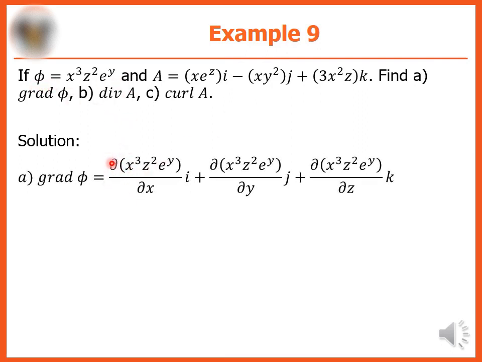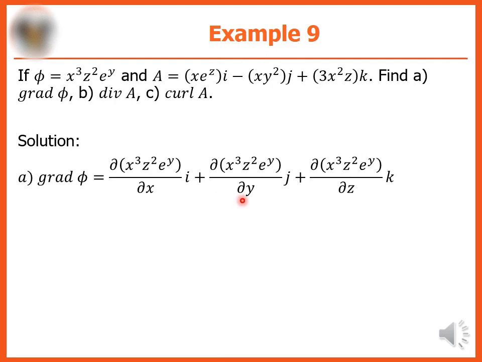So we have the partial derivative of x cubed z squared e raised to y with respect to x times i, plus the partial derivative of phi again with respect to y times j, plus the partial derivative of phi again with respect to z times k. In partial derivatives, if this is with respect to x, we will hold the other variables as constants. In this case, we will hold z and y as constants.